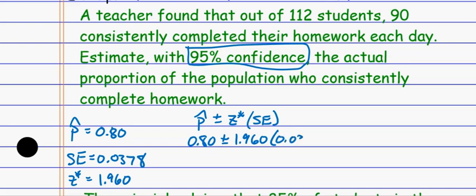And this is why we keep a few decimals with the standard error. We don't want to get huge amounts of round-off error. Okay. And so for this one, again, when you do plus or minus, it means you literally have to plug this into the calculator twice.